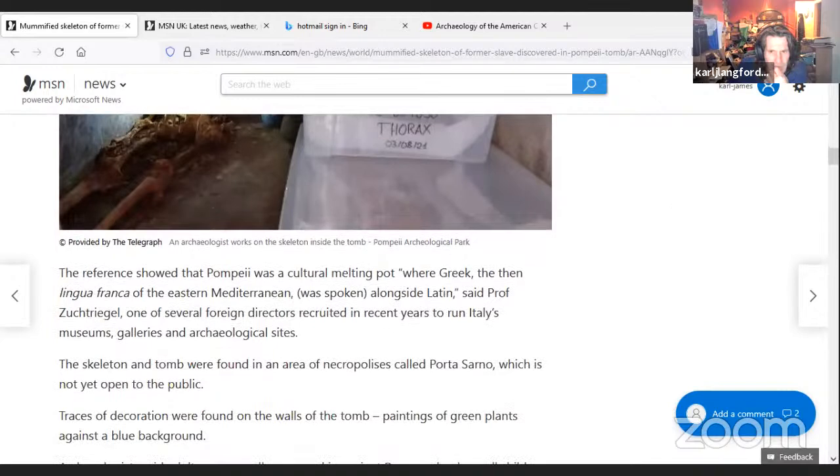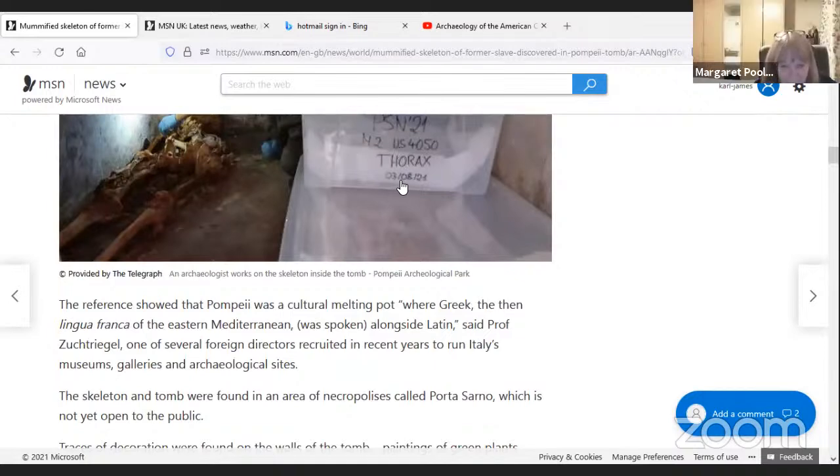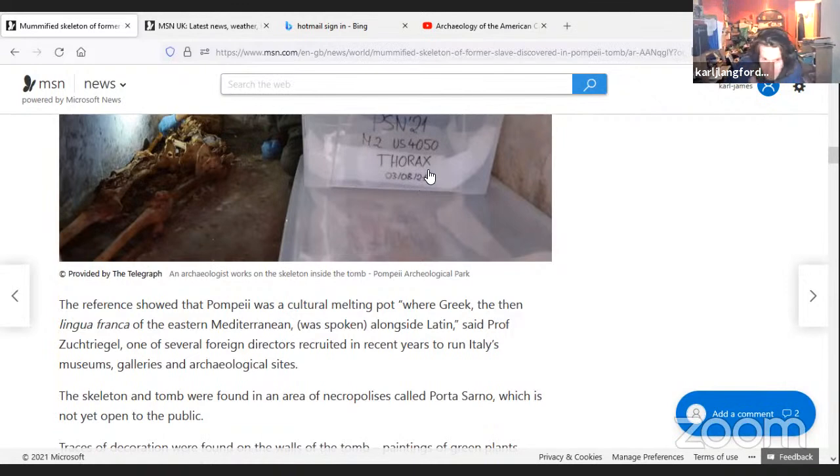And unfortunately, there they are removing the body, but okay. Oh, look at the date on that box. The 3rd of the 8th, 2021. So this is like 2 weeks old. That's it. Yeah. Amazing.